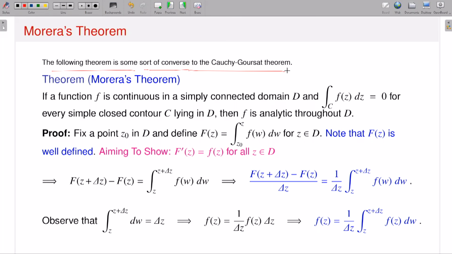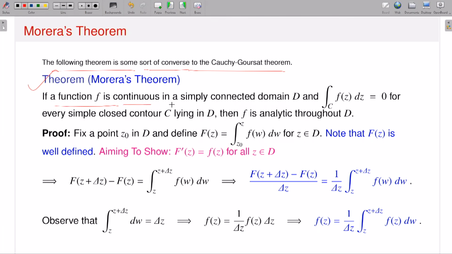That means if I give some domain and say you start with a continuous function, and I give a problem like prove that f is analytic, what kind of theorem should you use? Either you can use the classical definition of analytic functions, or you can use Morera's theorem. That means you take any simple closed contour and calculate the contour integral, and if whatever simple closed contour I take the corresponding contour integral is 0, then by Morera's theorem your function has to be analytic. Okay. So the following theorem is some sort of converse of the Cauchy-Goursat theorem.